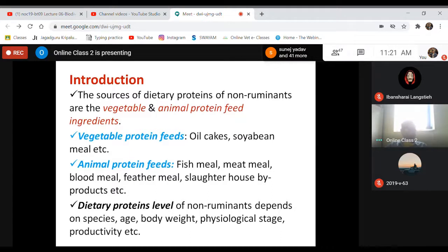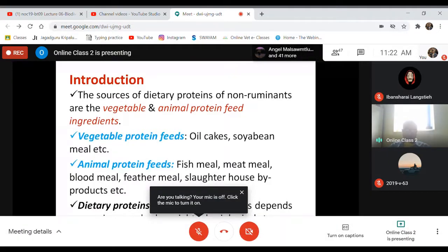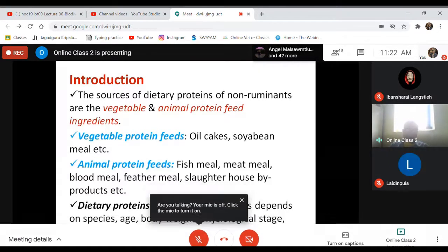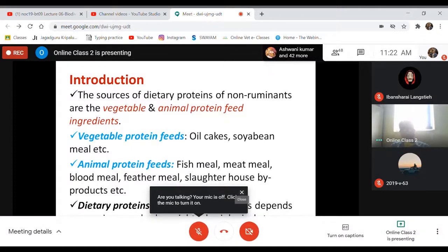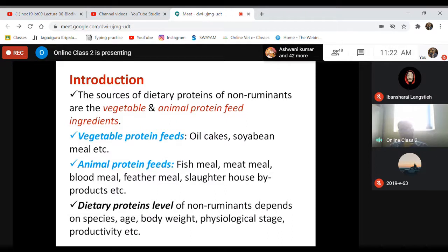And vegetable protein sources are refined oil cakes like groundnut cake, mustard oil cake, tea oil cake, or sesame cake, and soybean meal particularly. And the animal protein feed includes fish meal, meat meal, then meat cum bone meal, blood meal, feather meal, slaughterhouse byproduct, etc.